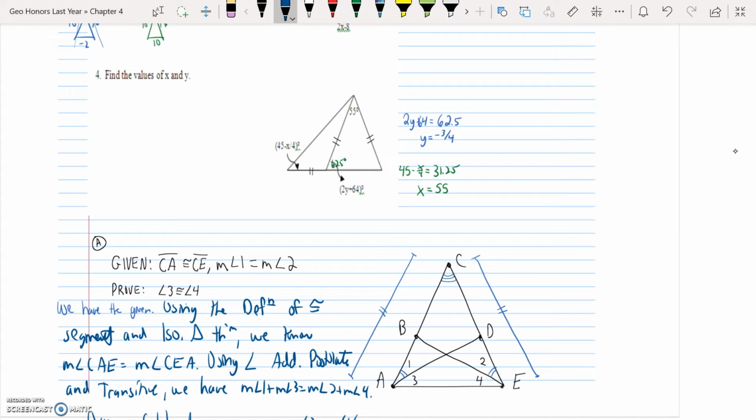And then going into this other triangle, which is not congruent to the first one, but it still is isosceles, we know that these two angles are going to be equal to each other. And with the exterior angle theorem, these two angles together have to sum to 62.5. Divide by 2, they both then are going to be equal to 31.25. We'll set this expression equal to 31.25, and it turns out x equals 55.